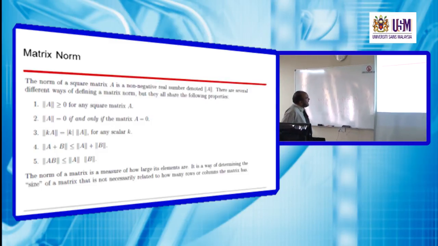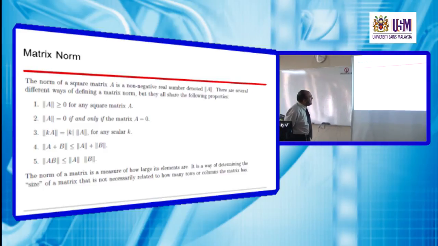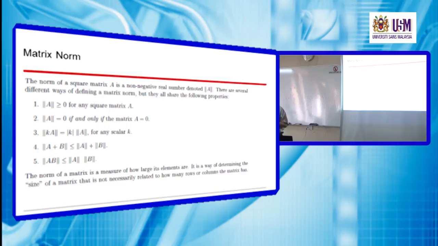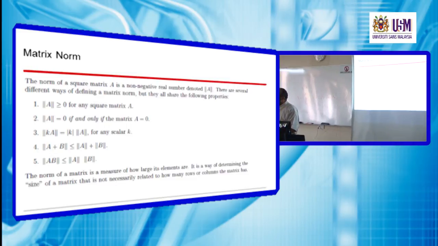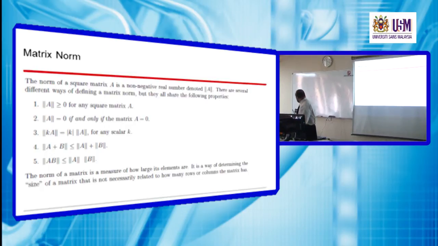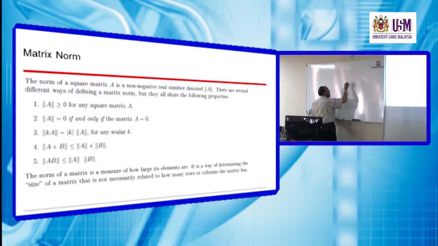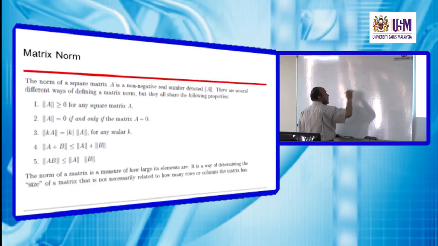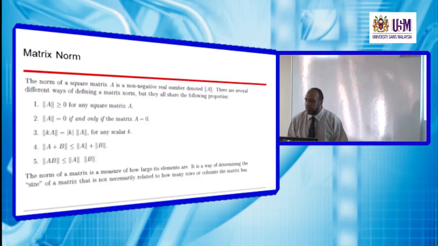The second one: the norm of a matrix A equals 0 if and only if the matrix A is a null matrix, which means all the elements of the matrix are 0. Matrix A of null elements, all its elements are 0.